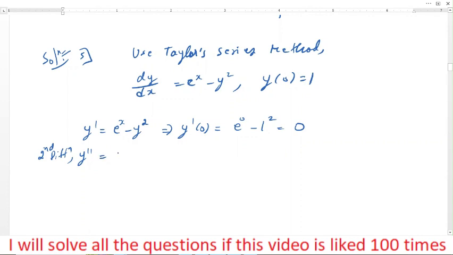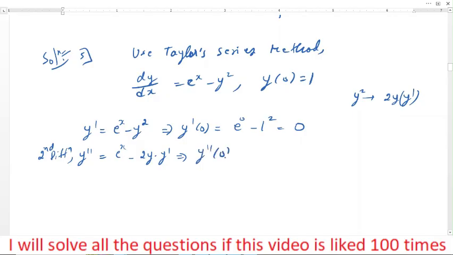y double dash is equal to e raised to x, differentiation remains as it is, minus differentiation of y square, which is 2y y dash. Please remember this, students: differentiation of y square will be 2y, and again inner differentiation will be there, it is y dash. Okay, now we'll substitute again the initial condition 0.